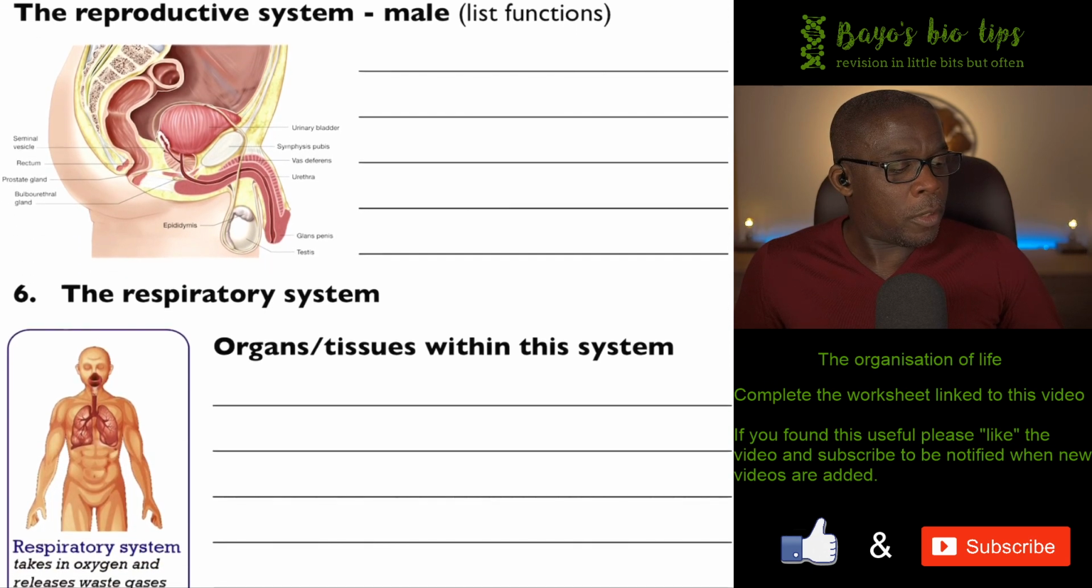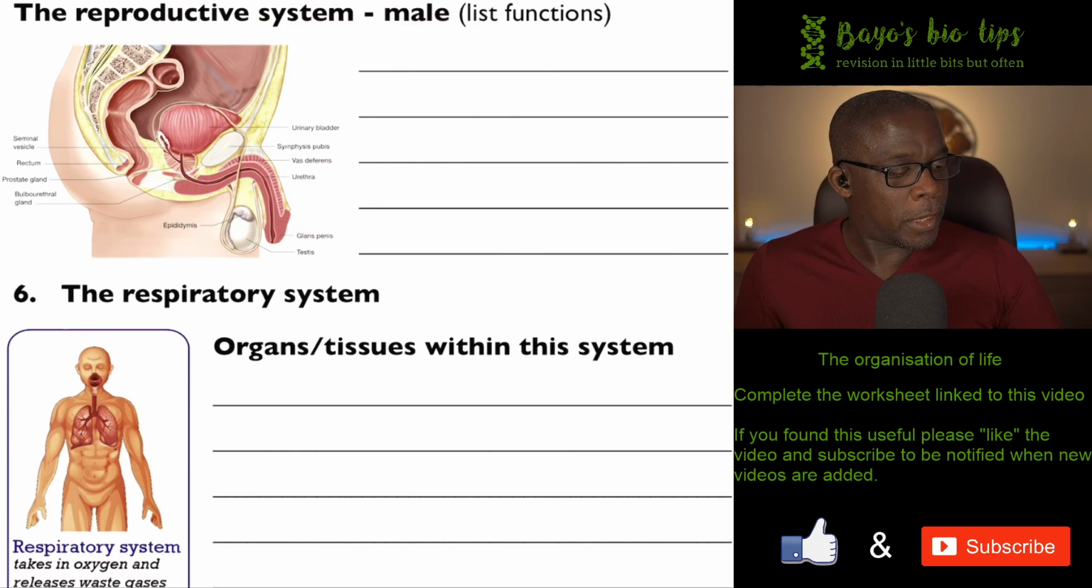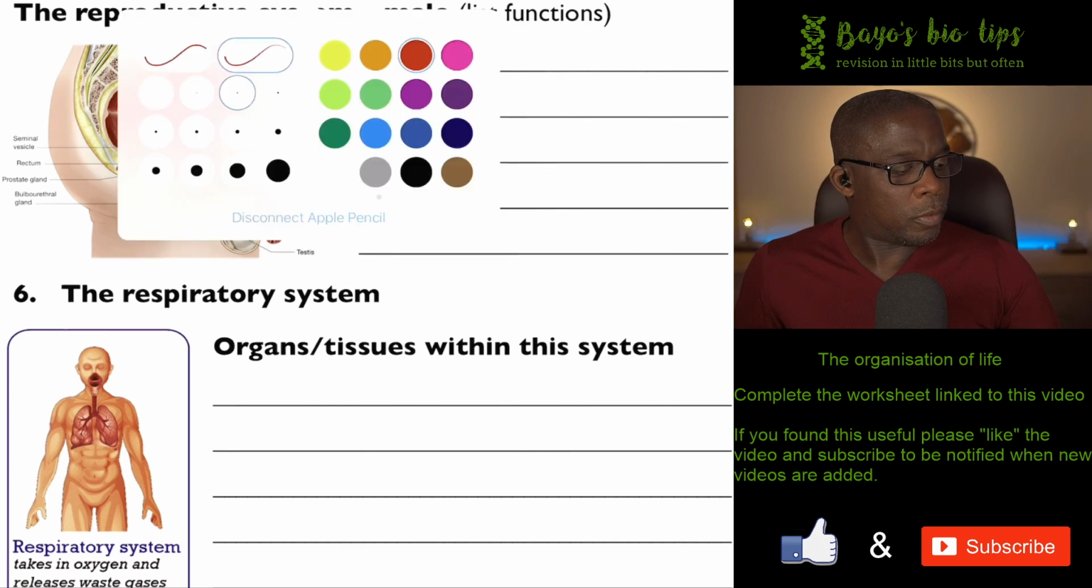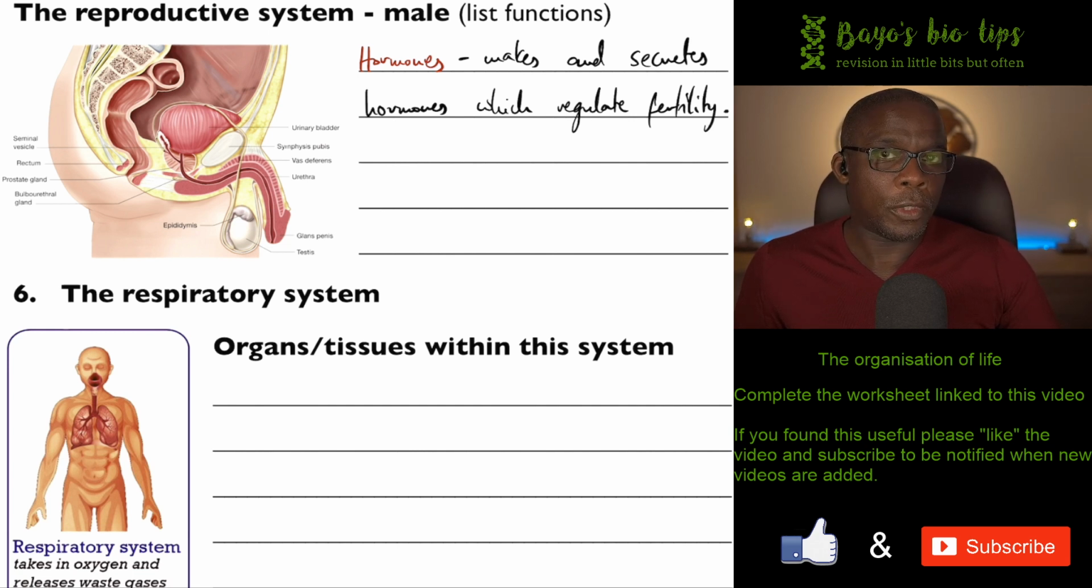Let's go on to the male reproductive system. So yet again, it has a job with regard to hormones. So it makes and secretes hormones which regulate fertility. So in essence, it controls the reproductive abilities of the male.